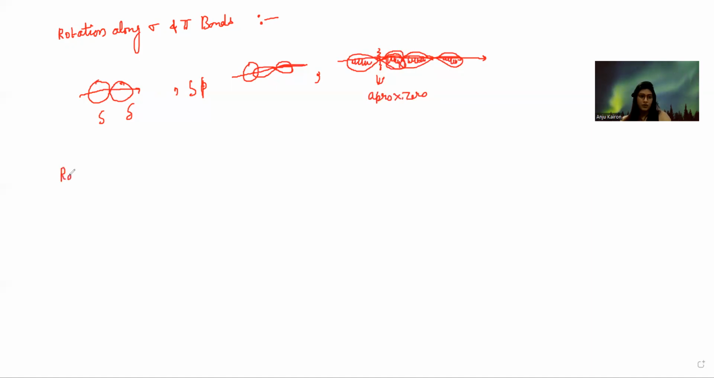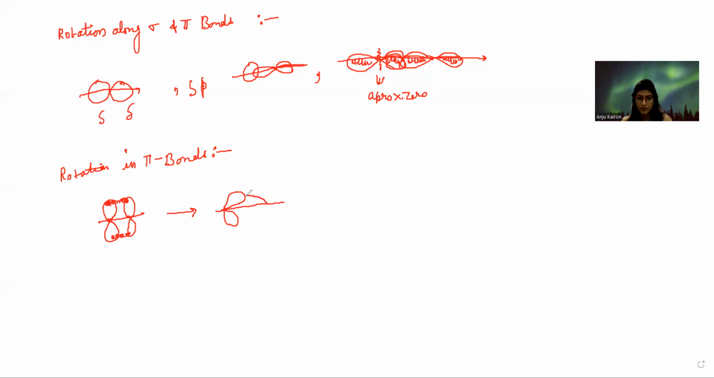But rotation in pi orbitals, pi bonds. Like we told you before, a pi bond is formed by sidewise overlapping, right? When these orbitals connect sidewise, they form pi bonding, like this. Sidewise overlapping. And by sidewise overlapping, a pi bond is formed.